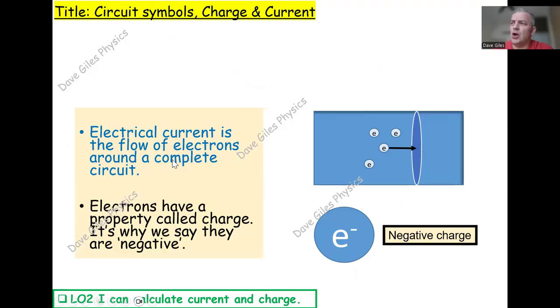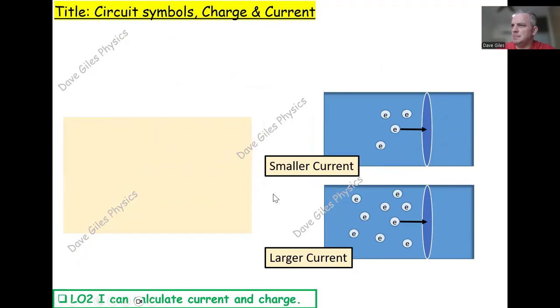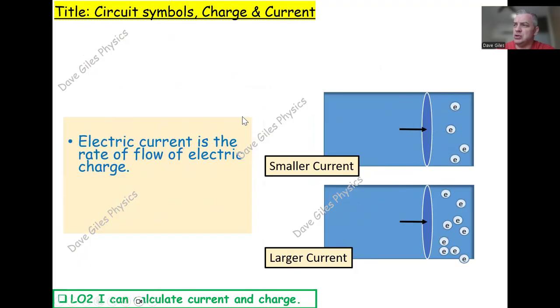So electric current is the flow of electrons around a complete circuit. Electrons have a property called charge. It's why we say they are negative. So you can see that flow of electrons there is the charge. So the definition, like I say, is electric current is the rate of flow of electrical charge, and we measure it in amps, or amperes is the full term, but 99% of the time we will abbreviate it to amps.